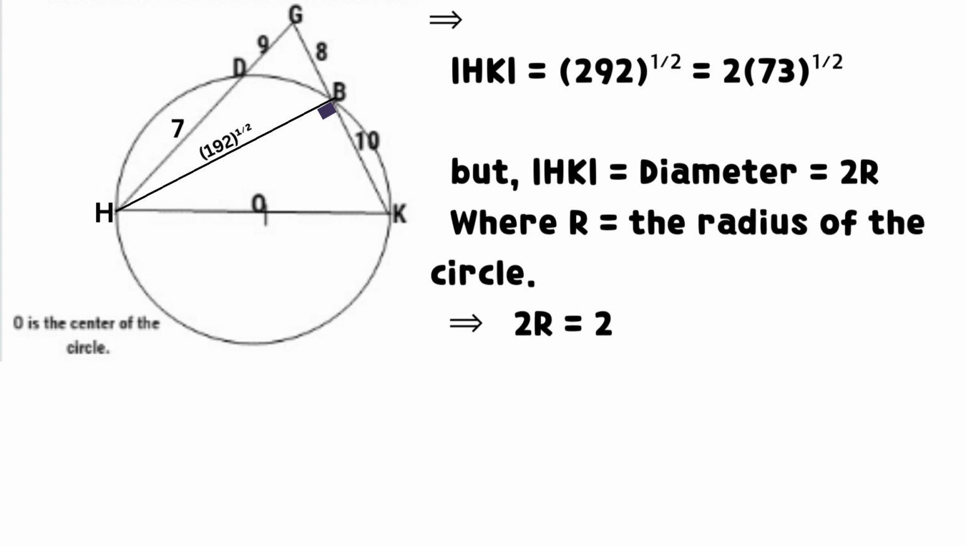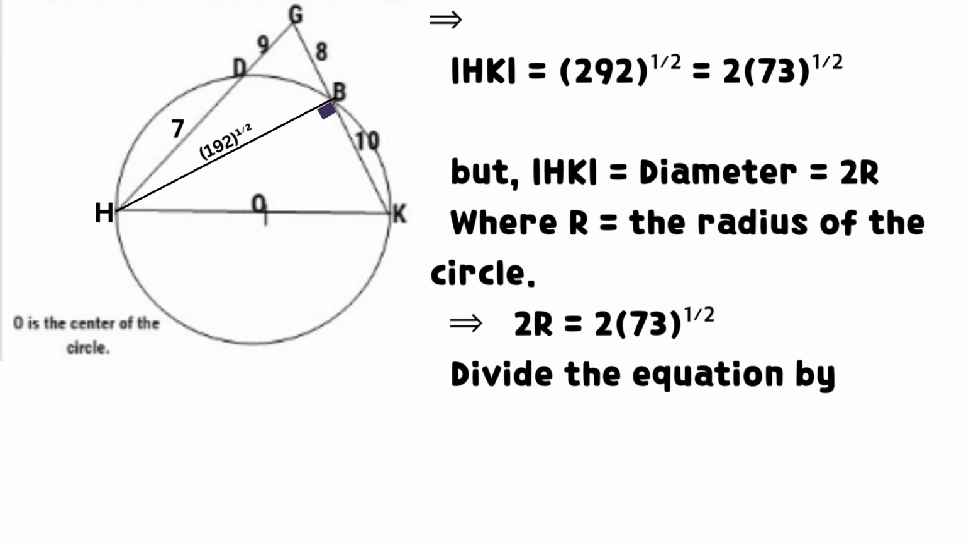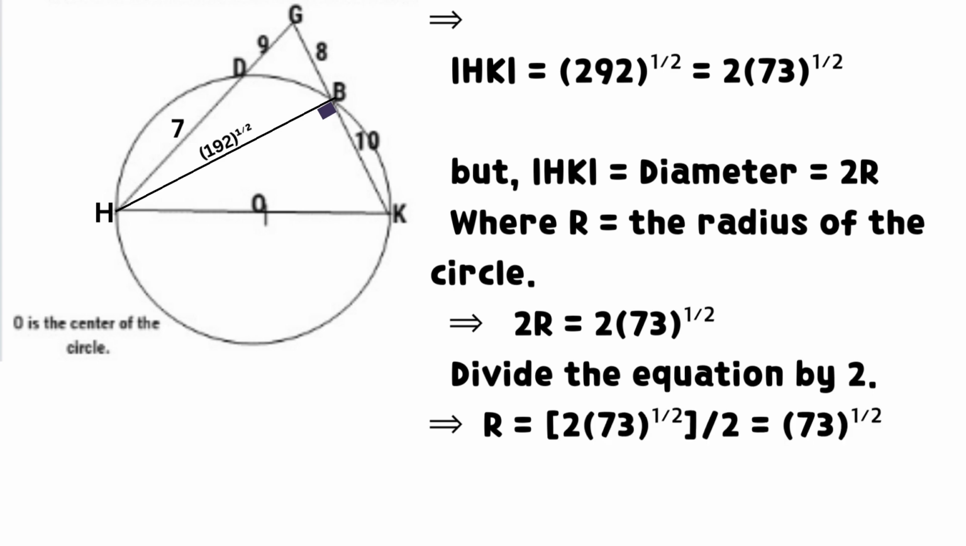But HK equals the diameter, which equals 2 times R, where R equals the radius of the circle. It implies that 2 times R equals the product of 2 and the square root of 73. Divide the equation by 2. It signifies that R equals 2 times the square root of 73 all divided by 2, which equals the square root of 73.